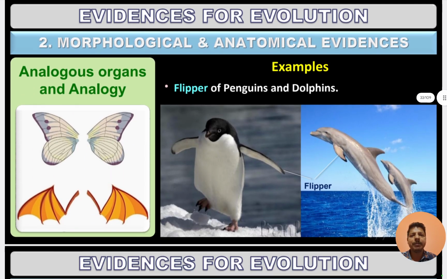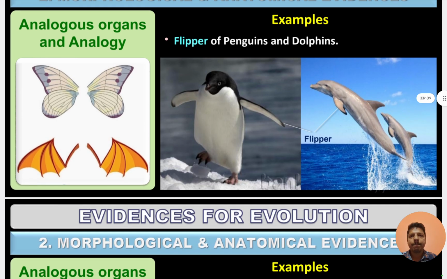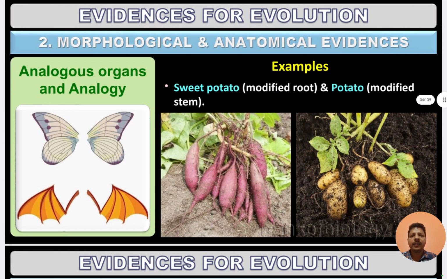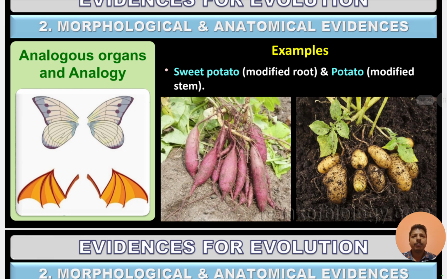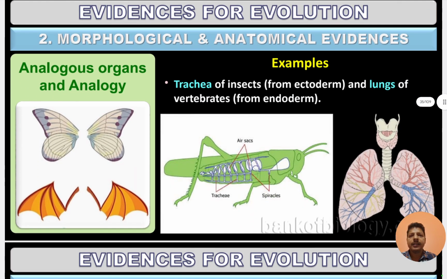Then another example, flippers of penguins and dolphins. These are flippers, as you can see. Then another example, sweet potato, modified root, and potato, modified stem. These are also analogous organs. Then trachea of insects from ectoderm and lungs of vertebrates from endoderm. Origin different but function same.